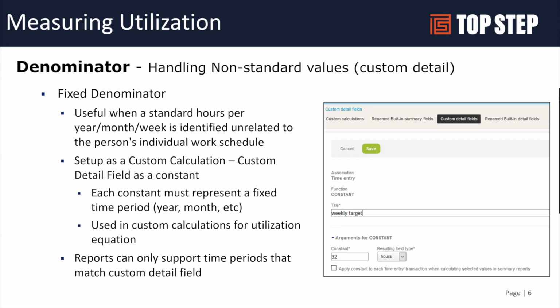However, we do have some customers that measure it this way, and OpenAir does give you a way to hard code your hours and define the period for those hours. Once you create those custom detail fields, you can use them inside a custom calculation to say, my actual hours divided by this constant we created, and it will give you that calculation for the period you're looking for.